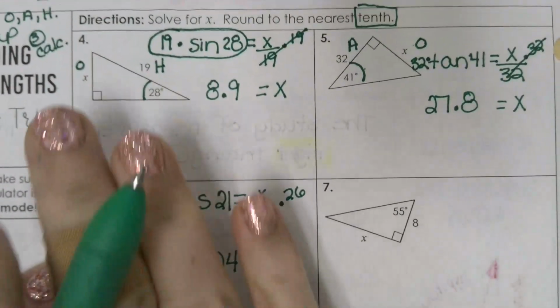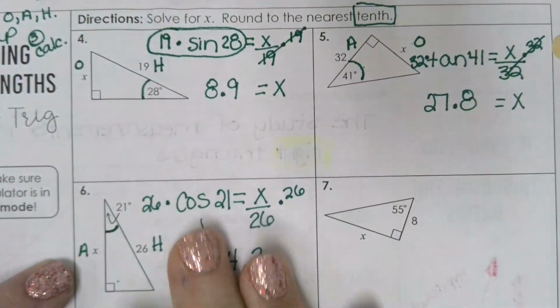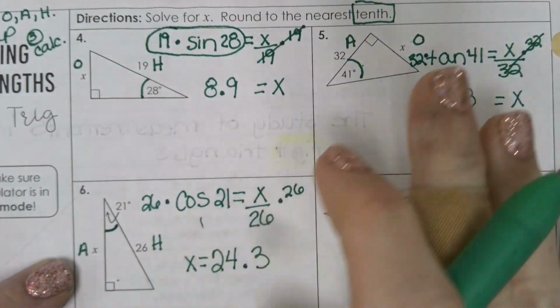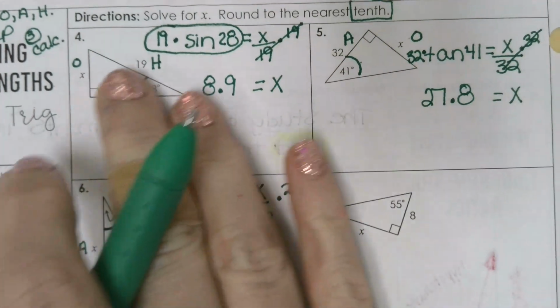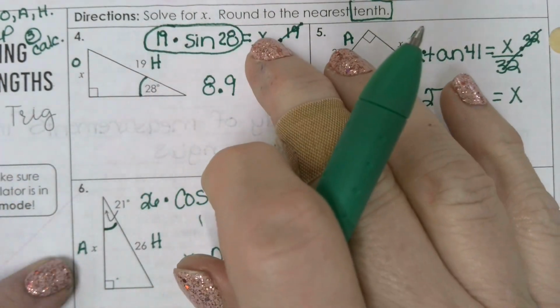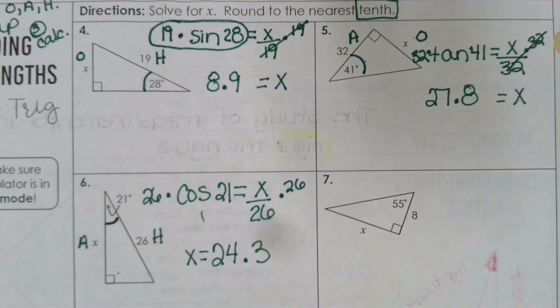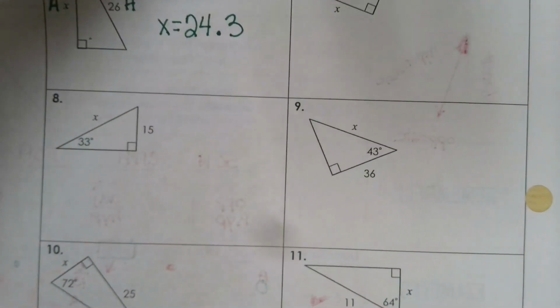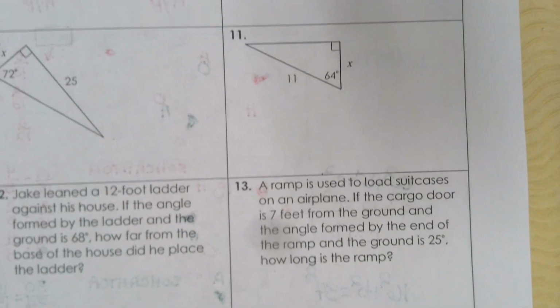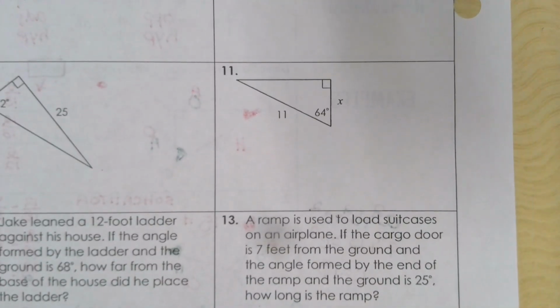So that's one of each, showing you sine, cosine, and tangent, showing you how we labeled the problem and how when the x was on top, we simply multiplied. All right, would you do number 11, no help from me? Number 11, get your final answer.